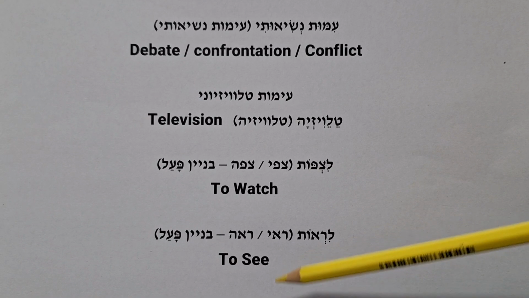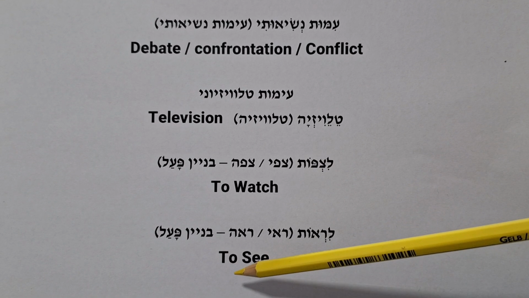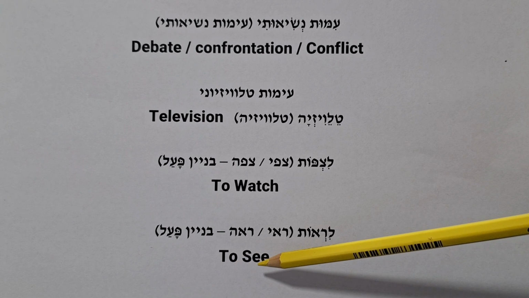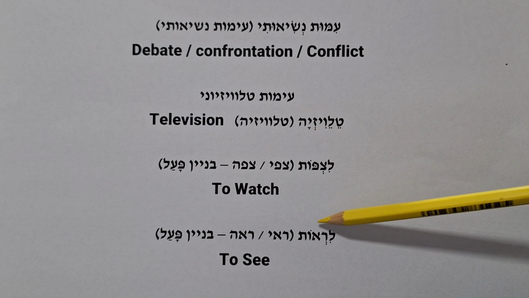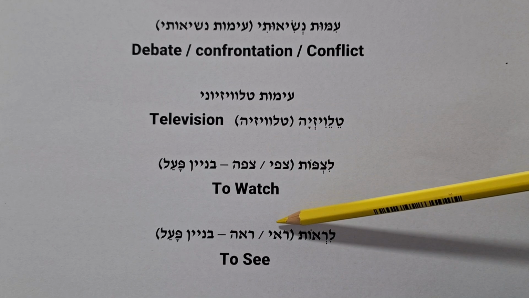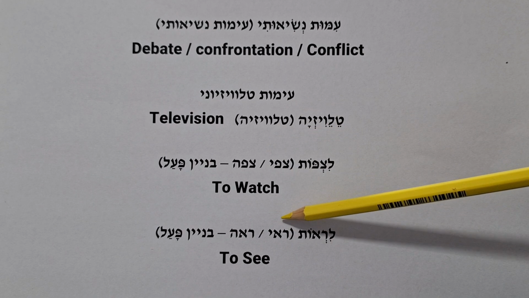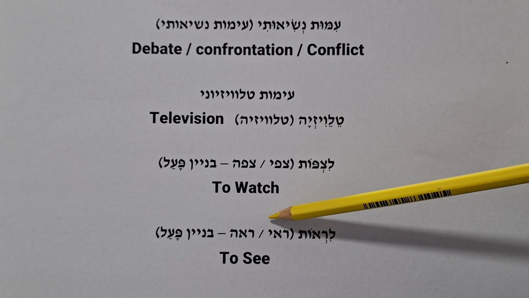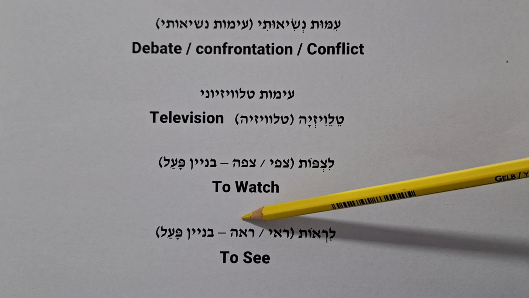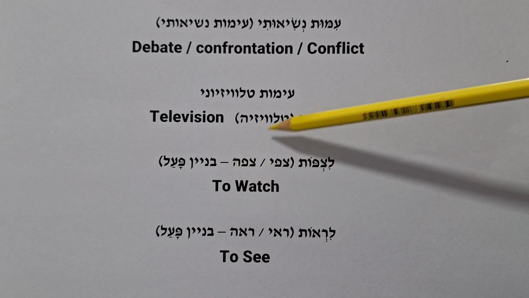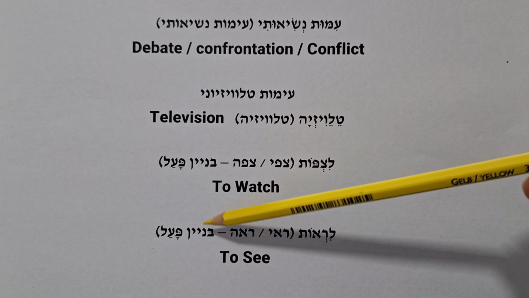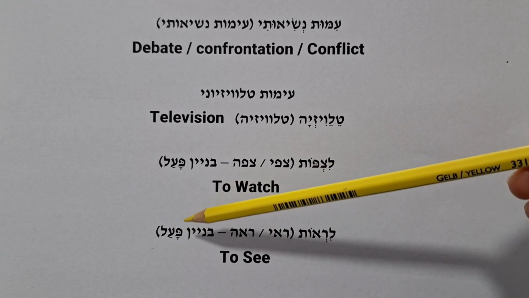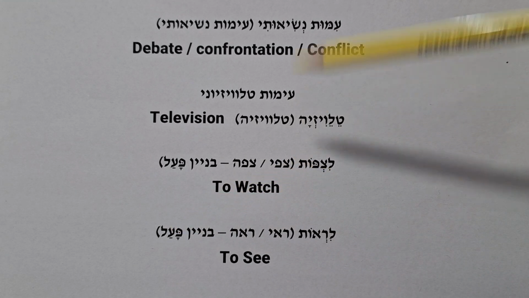Sometimes you can say and use the word to see, something that you saw on television. So the word to see, לראות. And here, derived stem, resh, aleph, yod, or resh, aleph, hey. The same thing, like here. Binyan pa'al, also binyan pa'al, active form.